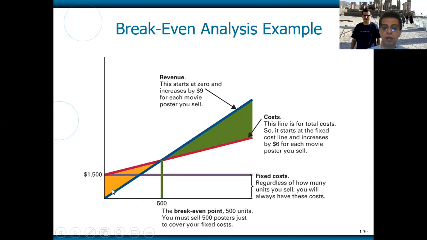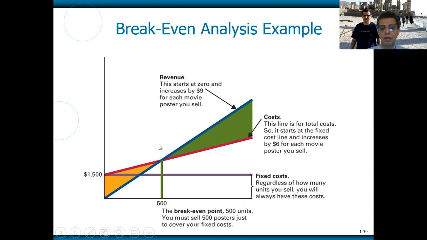So as a startup, this would probably be the loss, where you have zero revenue or 10 revenue or whatever. So here's the loss, and then you keep growing, and the variable cost will also be increasing, but it's not increasing as fast as your revenue. So eventually, at 500 units, you will get to a break even, where revenue starts at zero and increases by nine for each movie poster, for example, you sell.